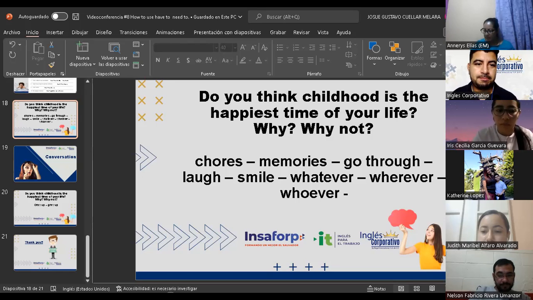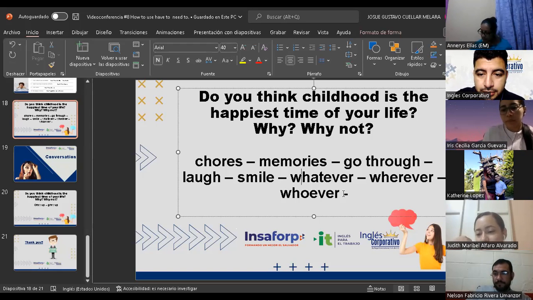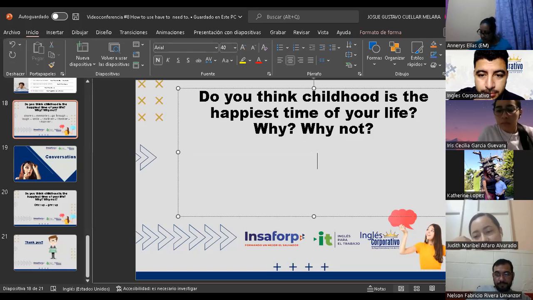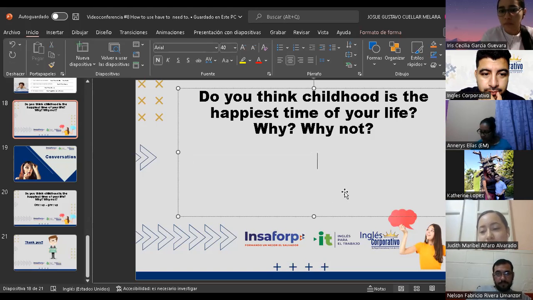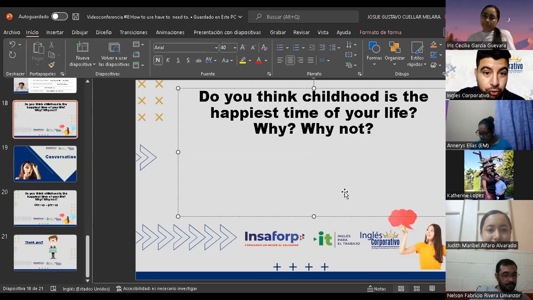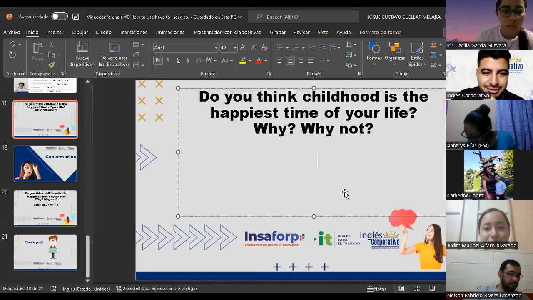Judith and then Carly. Okay. Yes, because my parents and grandparents were there all the time. I played with my friends. I went to school and I always had the support of my family. Wow, very interesting. Good, because you have your grandparents, grandmother and grandfather, who are commonly nice. Really nice. Thank you. Judith, Carly, and then Iris.